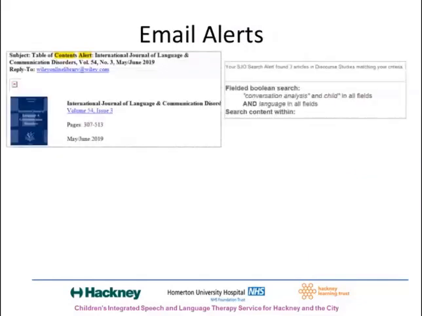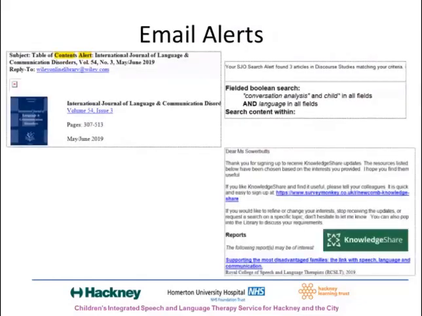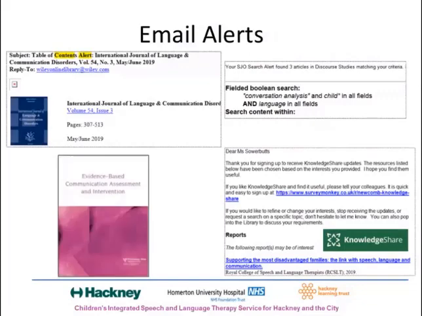I'd also recommend signing up for email alerts from journals that you're interested in. So you can be notified when a new issue is released and see which articles are published in it, or you can set up an alert for articles featuring keywords. So for example, you could set it up so that you receive a notification whenever an article related to DLD and vocabulary is published. If you work for the NHS, you might also be able to sign up to Knowledge Share. So this is where you tell your library what you're interested in and get notifications when things are published.